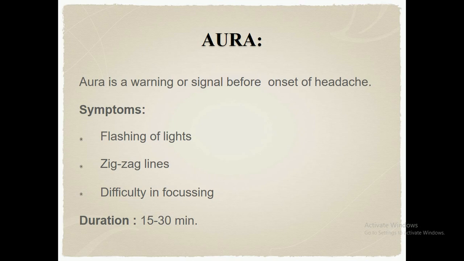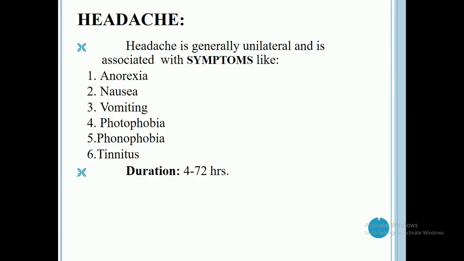These are the various symptoms which are reported. The first one is flashing of lights, zigzag lines, and difficulty in focusing. The person becomes unable to focus on a single thing. In simple terms, the normal duration of aura is 15 to 30 minutes. This is a very short duration.